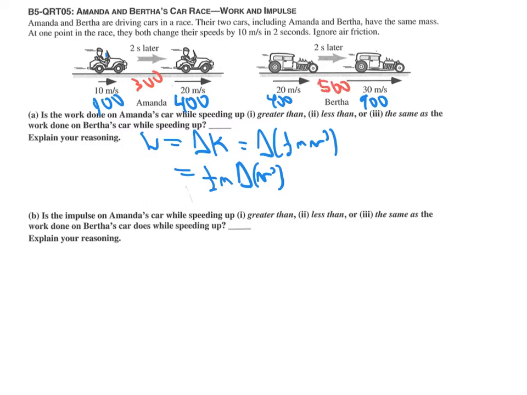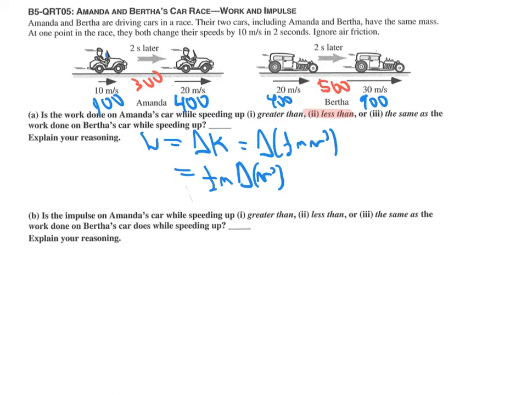So Amanda's car will require less work than Bertha's car. In essence, a useful thing to remember is that the faster you're going, the more work it takes to get the equivalent change in speed. It gets harder and harder in terms of the work you have to do to get the same amount of speed added on.